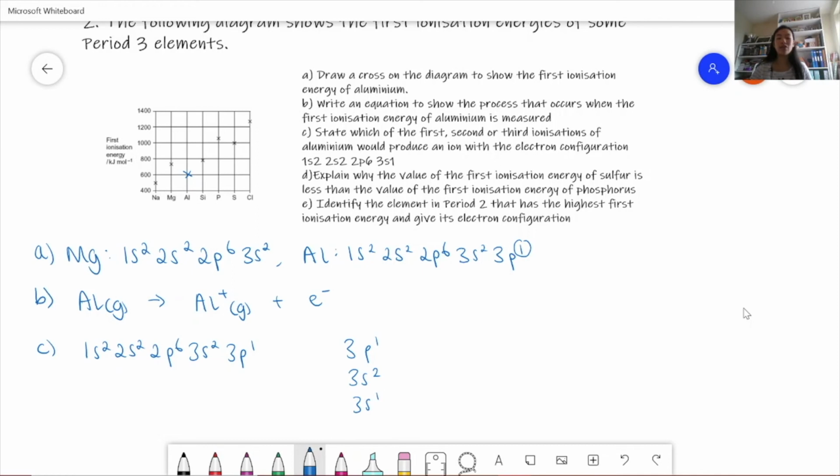And so that means that we've lost 1 electron here and 1 electron here. And so we must have the second ionization energy, because the first ionization energy we would have lost the 3p1, and then the second ionization energy we would have lost the second electron in the 3s, so this 3s2 electron. And so then that would leave us with the 3s1. And so the answer is second ionization energy, or second ionization.